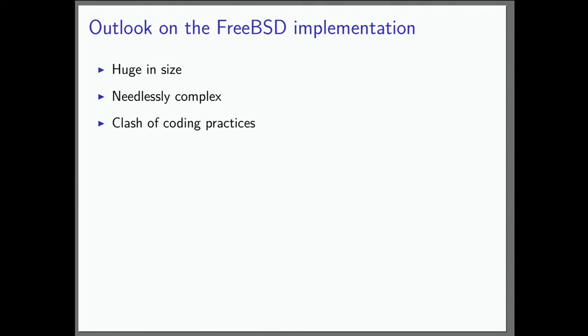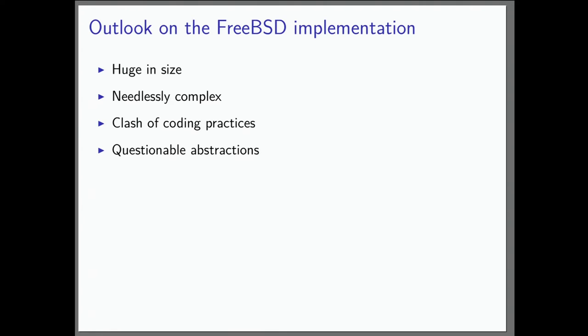The other problem that I've noticed was the clash of coding practices. Since FreeBSD code reuses some of the Linux code written by the original authors of Xen, and later by people who maintained that code, you would see code that might be a normal thing in Linux, but we do not do this in OpenBSD this way, and so on and so forth.